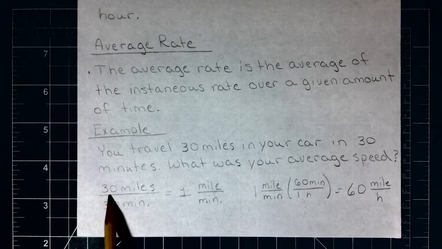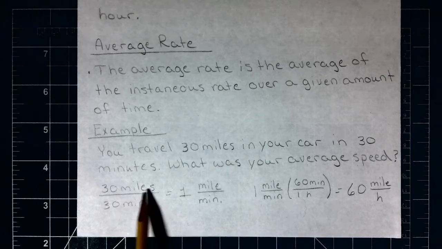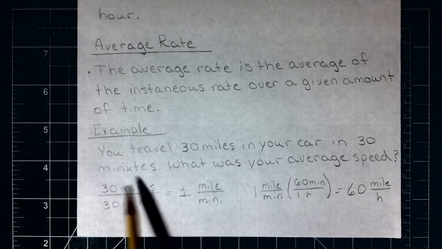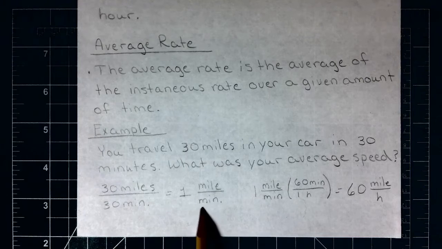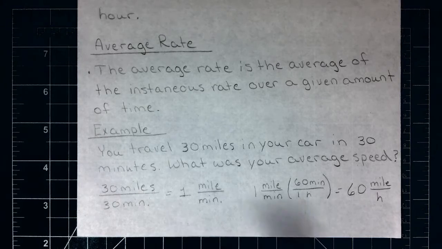So that doesn't mean that you were always going 1 mile a minute. It means that on average, it all equaled out to be 1 mile per minute. For some of your trip, you could have been going slower than that, and you would have an instantaneous rate that's less than this. And for some of your trip, you could be going faster than that.